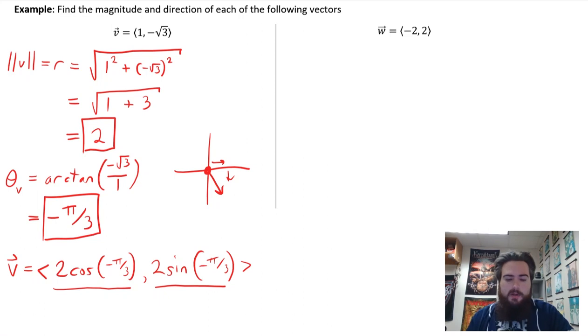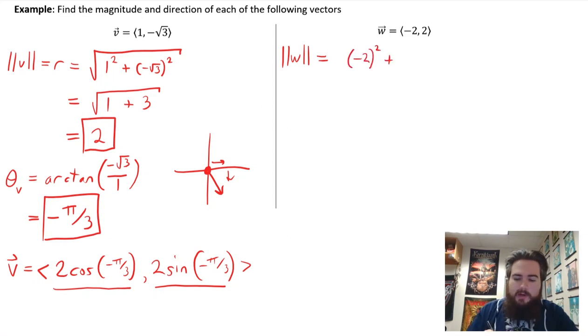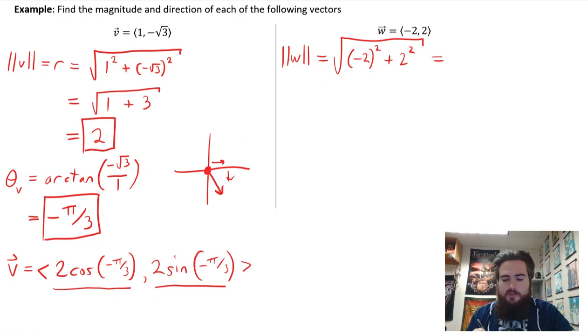Let's move on to w. For w, the magnitude for w, again, using the Pythagorean theorem here of the 2 components squared, negative 2 squared and 2 squared. Well, that's not going to be too bad. That's the square root of 4 plus 4, which is the square root of 8. If you would prefer to write that as the 2 square root of 2, that is also sufficient.